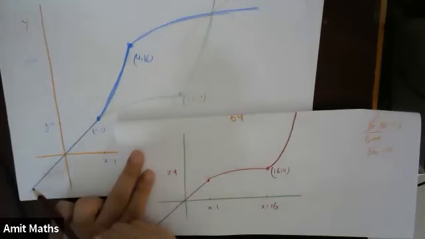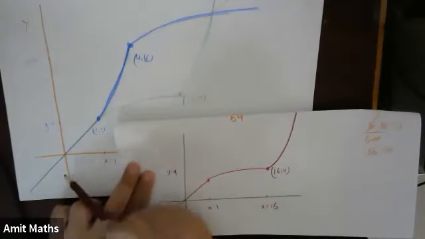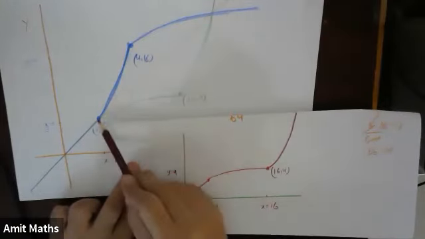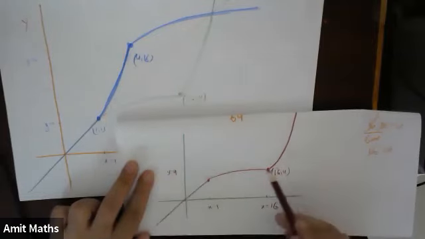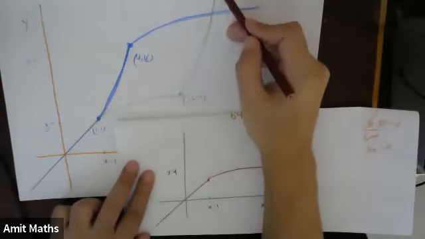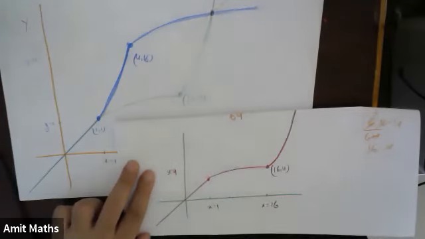So till here it is a straight line. Till here it is a straight line. Then we have a bend, and then it is moving. Okay. We can find this point of intersection also.